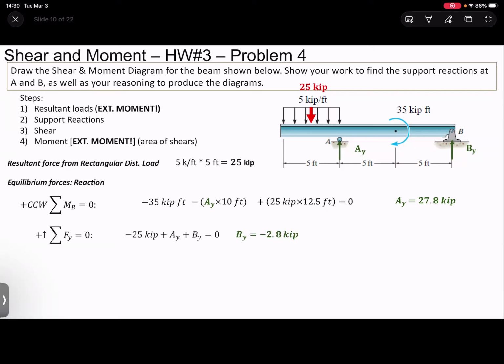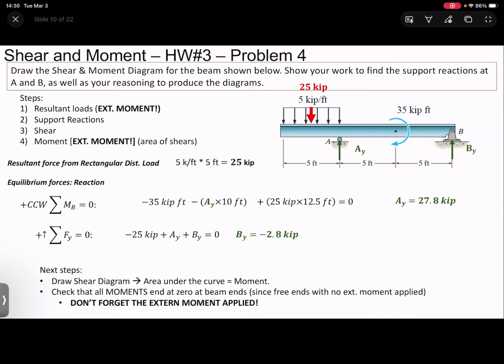Then we do summation of forces in the Y direction to solve for BY. And BY is negative, which just means the way I showed it with a positive arrow going up is really the other way around. So right here, you could do a couple things. You could either rotate the arrow and put it positive, or you just keep the arrow pointing up and make the value negative. But make sure you don't do both. I've seen those mistakes sometimes, where it's negative 2.8, so you rotate the arrow downwards, but still have it as a negative 2.8 when you're drawing your shear diagram. So make sure you do that correctly.